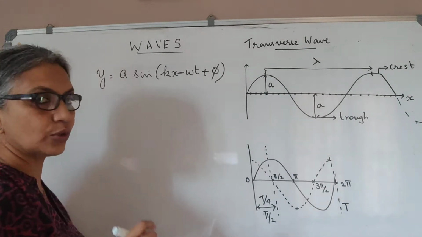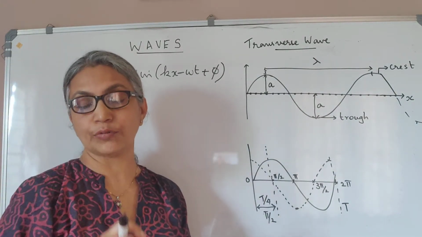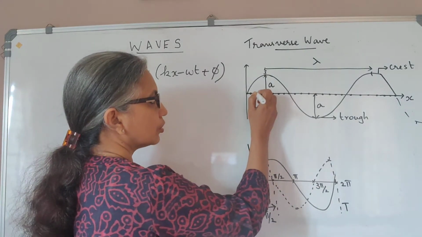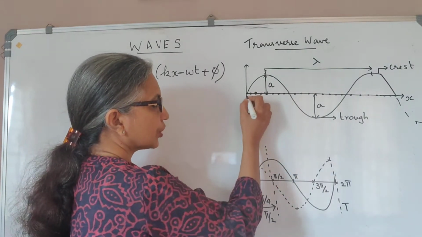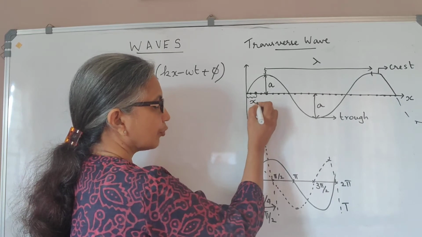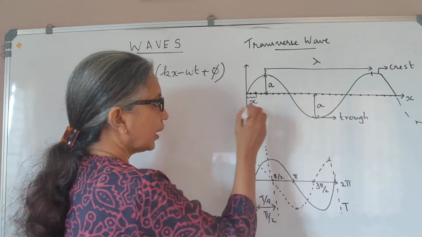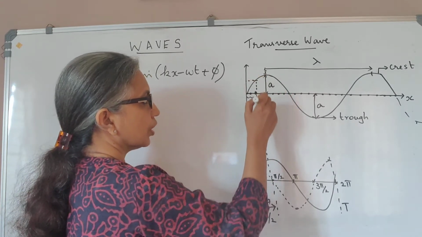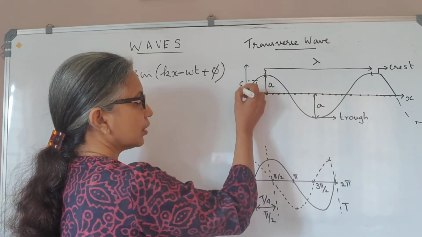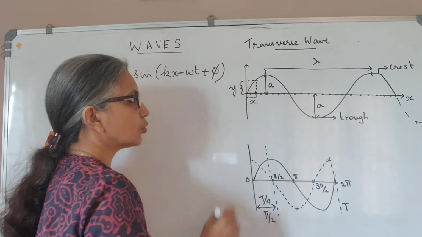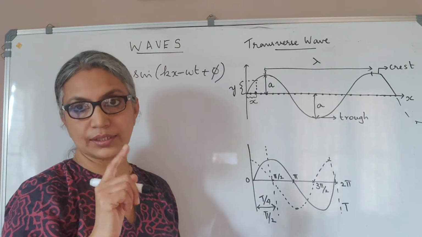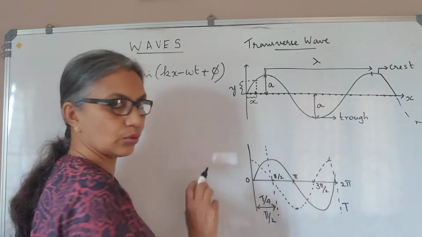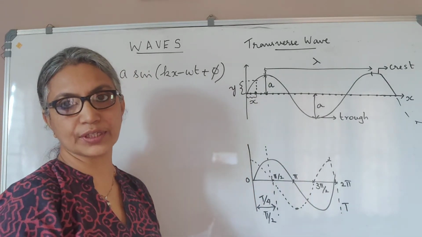Here y stands for the instantaneous displacement of a particle of the medium. For example, let's say we look at this particle here, which is at a position x from the origin. At any instant of time, its displacement from the mean position along the y-axis, this is what we call as y. So y is the instantaneous displacement of a particle which is at a distance x from the origin at a given instant of time t.